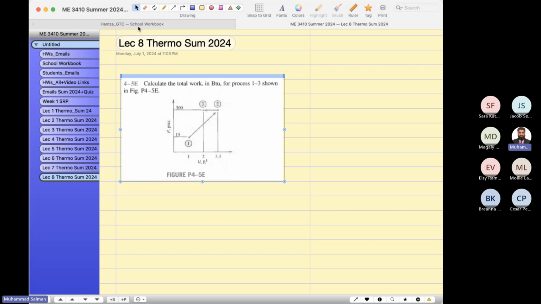The question states: calculate the work done in BTU from process 1 to 2 to 2 to 3. So if I draw this diagram, it goes from here to here and here to here. So these are the two lines where the process is being completed.